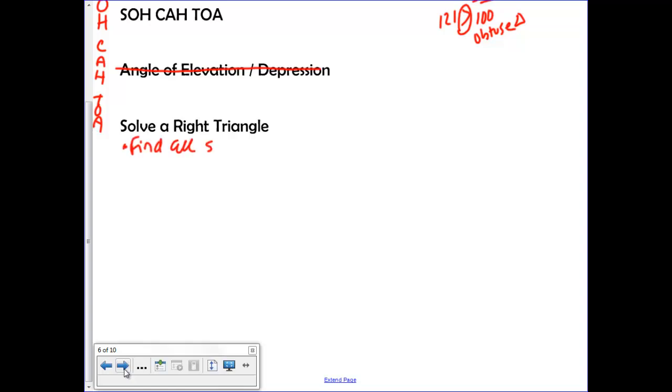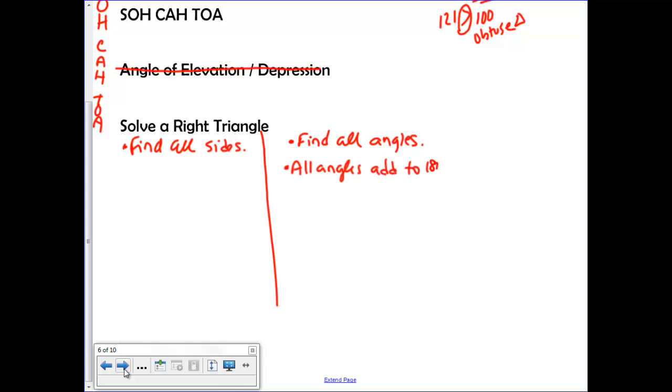Find all sides, and what else? Find all angles. To find all the sides, to find all the angles, we have a couple different routes we can go here. If I say, let's start with the angles, how many degrees in a triangle? 180. So we know all angles add or equal 180 degrees. So you can add the two, subtract from 180, that'll get you your third.